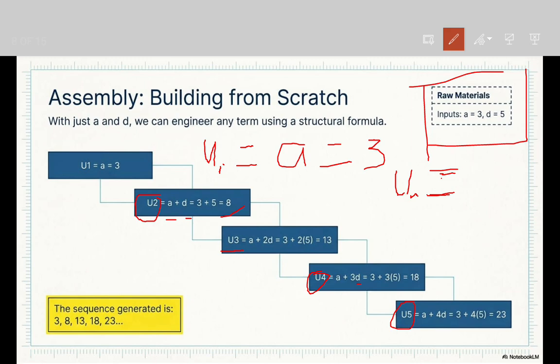Look at 3. The difference between 3 and 8 is D, which is equal to 5. Please excuse me. The common difference: look at the difference between 3 and 13, which is 10.